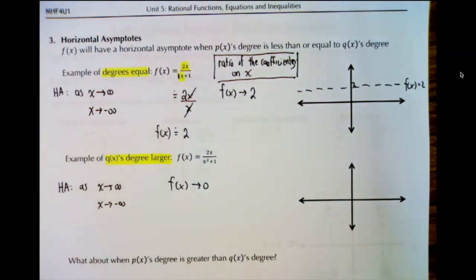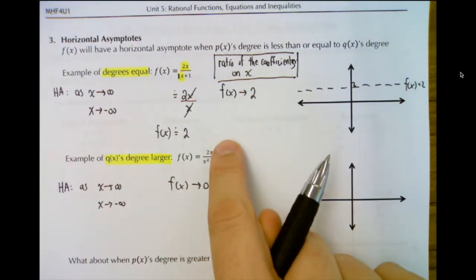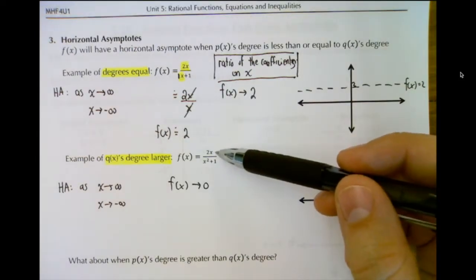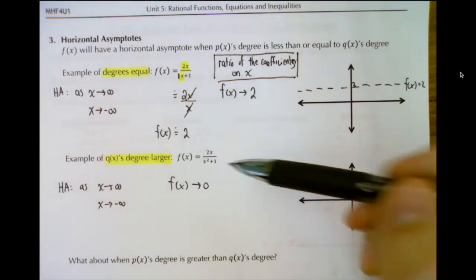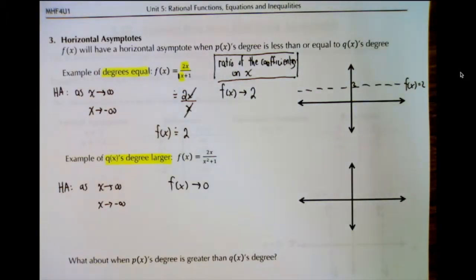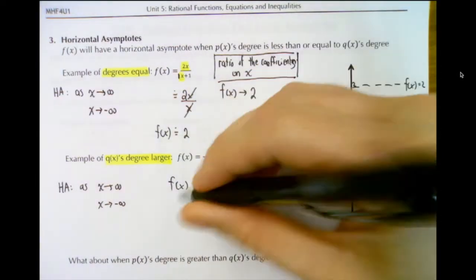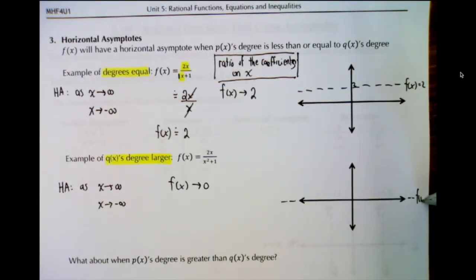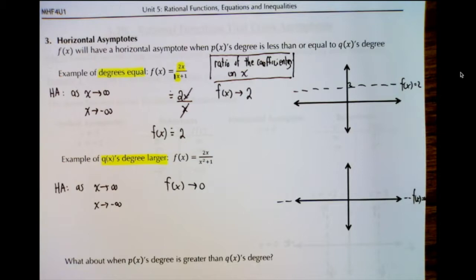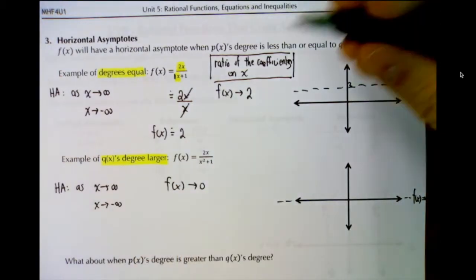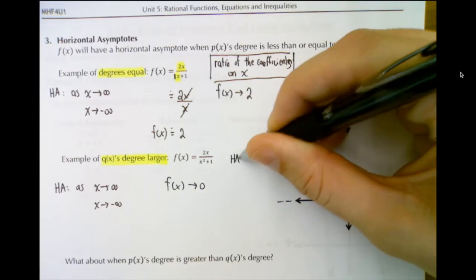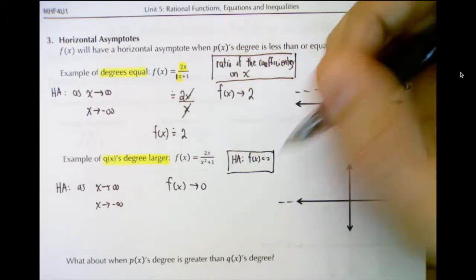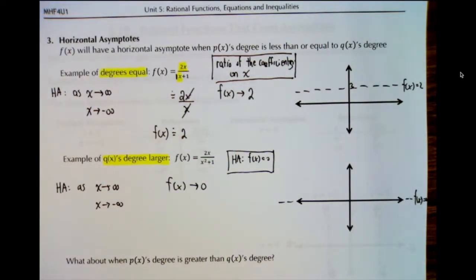And this will always happen when the degree of the denominator is larger than the degree of the numerator. It doesn't matter how much larger, so that this is a degree 1 over degree 2. A degree 1 over degree 5 would behave the same way. The denominator's degree is larger, the function will always tend towards 0, which means that you'll have a horizontal asymptote at f of x equals 0. And that will always be true when the degree of the denominator is larger. So the HA, or horizontal asymptote, will always be 0 when the degree of the denominator is larger than the degree of the numerator.